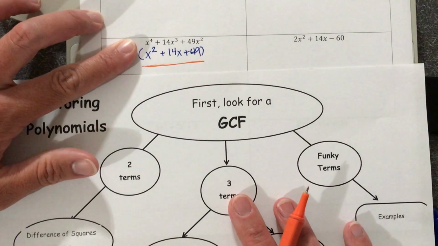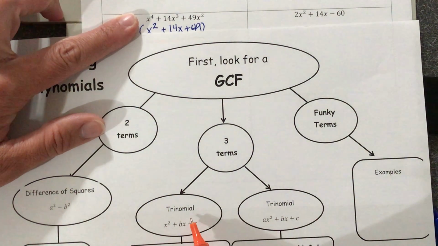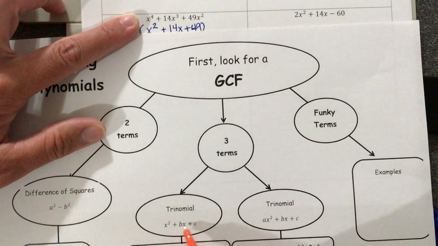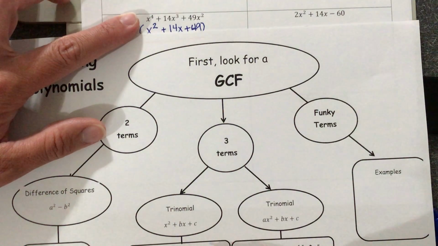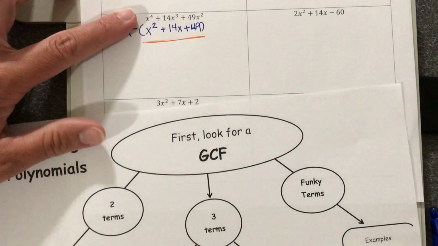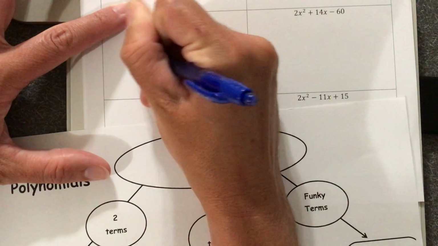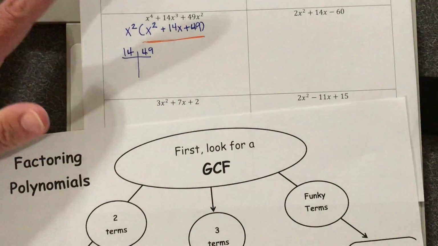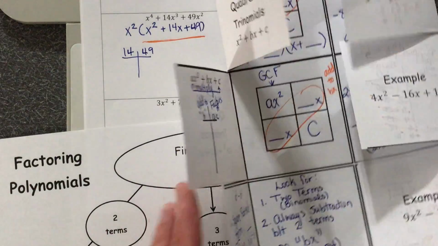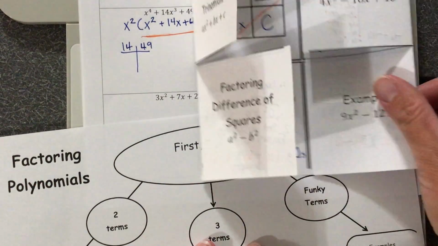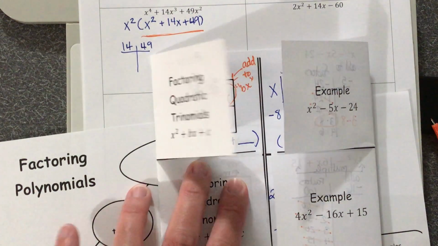So I have three terms, and now it follows this format, x squared plus bx plus c. So now I'm going to look for factors of c that add to b, or factors of 49 that add to 14. And because it follows that part of the frame, when I look at my foldable, it's this first one, the x squared plus bx plus c.